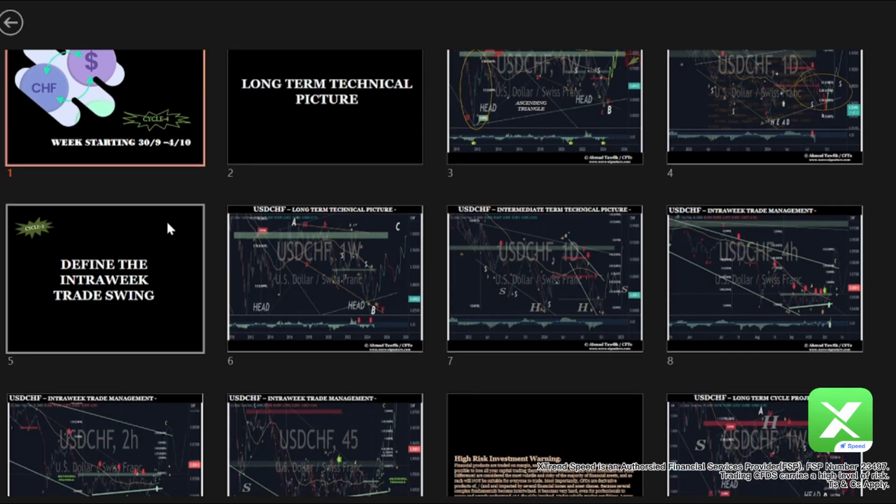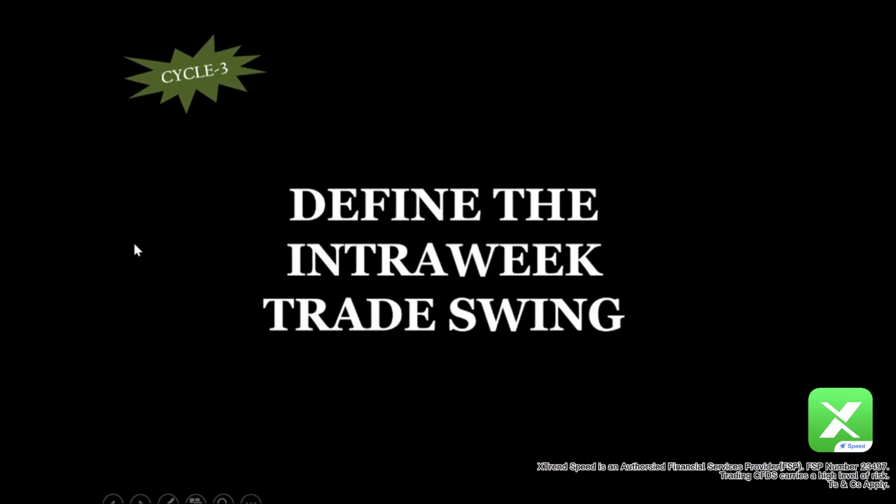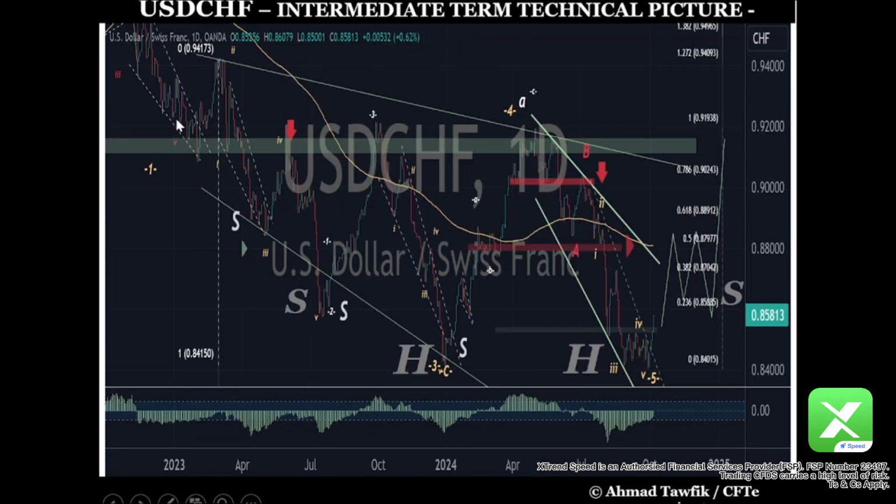And let's take it to define the trade swing first. We believe we're doing now a cycle 3, probably cycle 3 plus 4 to the upside, and it should take us to 0.88, 0.8850. Looking at the daily, this is the updated daily chart. We have completed double heads. We have, of course, very strong double inverted heads and a break to the upside.